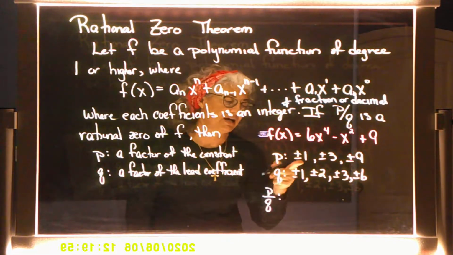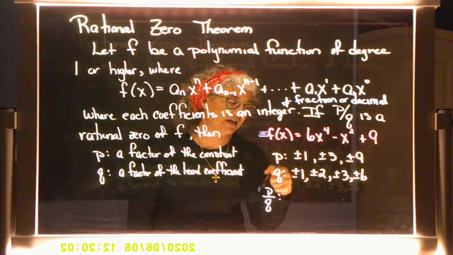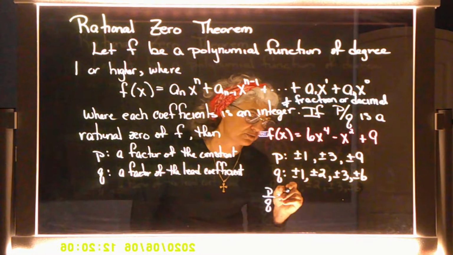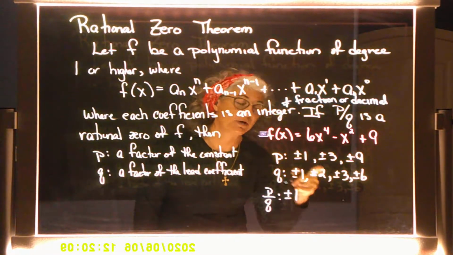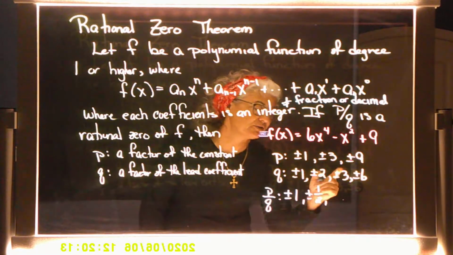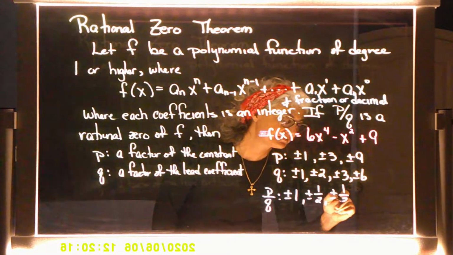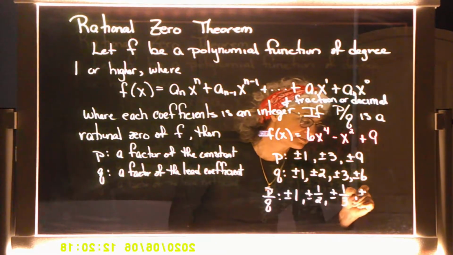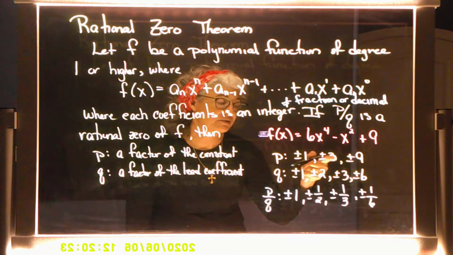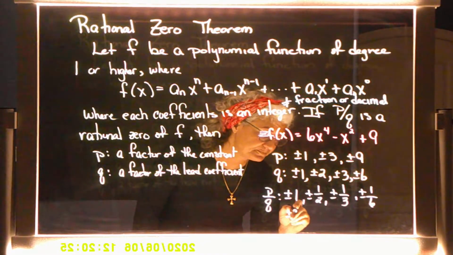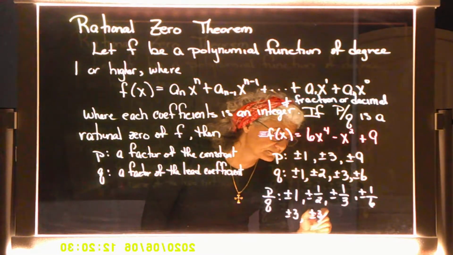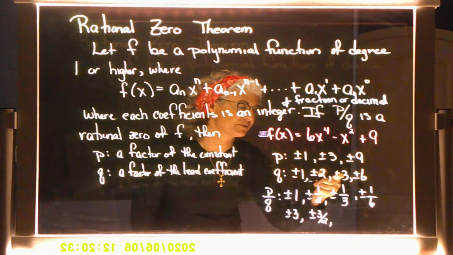So watch. I'm going to take this 1 for the P's and I'm going to place it over every Q. So 1 divided by 1, that's 1, plus or minus. 1 over 2, yes, we get fractions. 1 over 3, and 1 over 6. Now that I'm done with 1, I'm going to go to the 3. So 3 over 1, right? 3 over 2. 3 over 3.